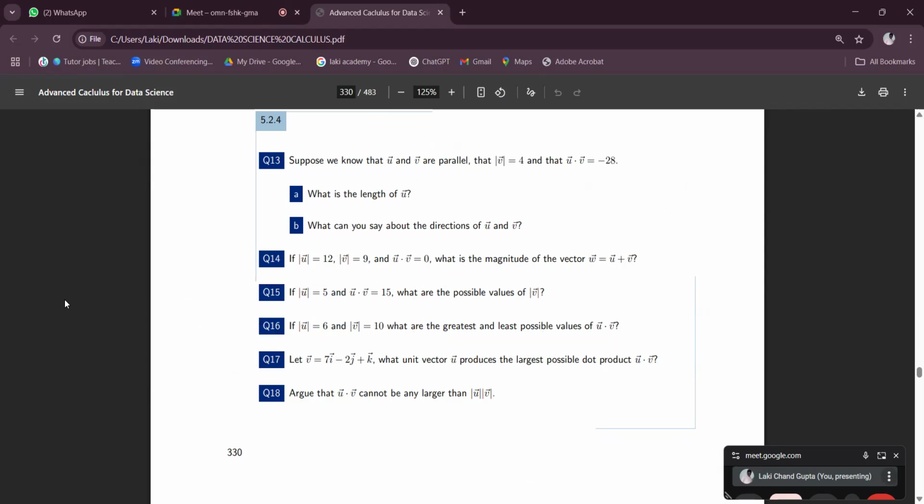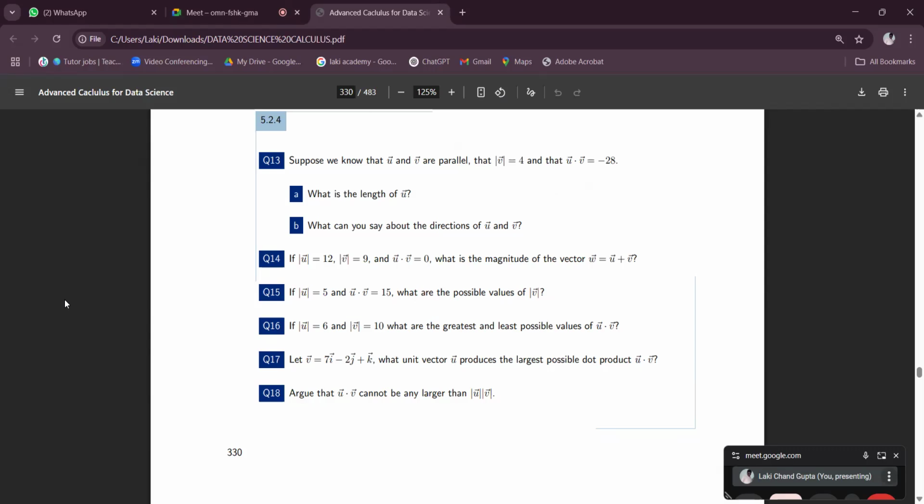Okay. Now can you tell me the value of 16? Think once. Greatest and least value means you have to find the range, just like we did in question number 15. Try question number 16.